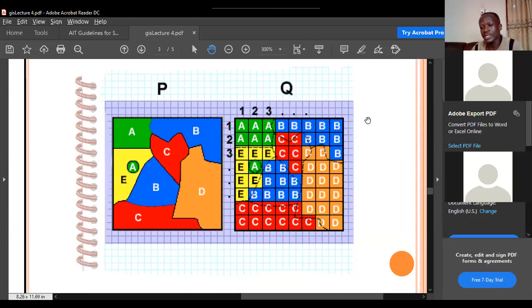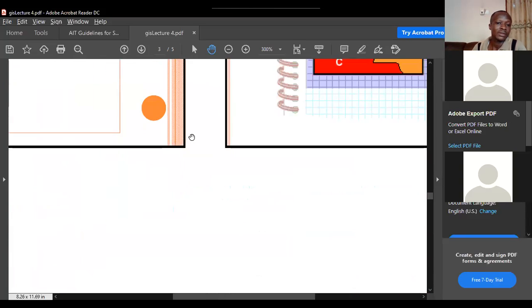So let me ask you, Richard, what do you think, Thomas or Richard, which one of them, P or Q, is vector, and which one is raster? Or unmute yourself and answer for me. Which one of these is raster? Which one is vector? Richard or Ima, anybody can try for me. They are not even listening to what I'm saying. Okay, let me go on.